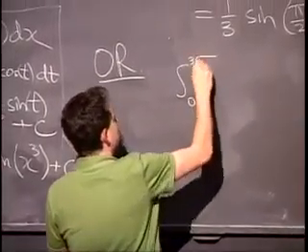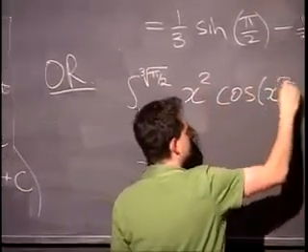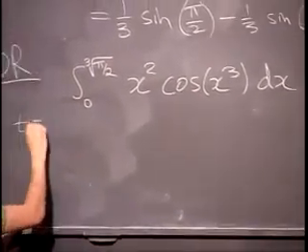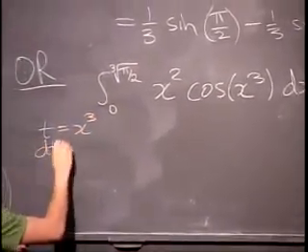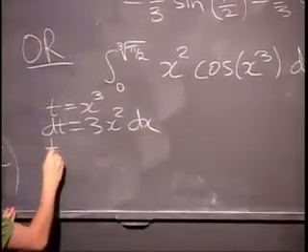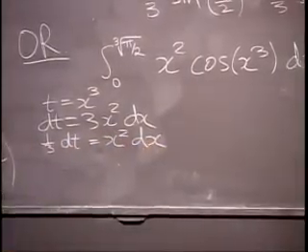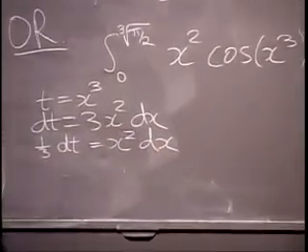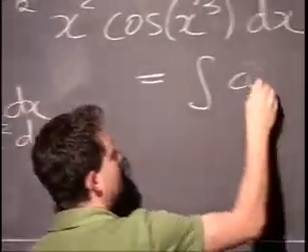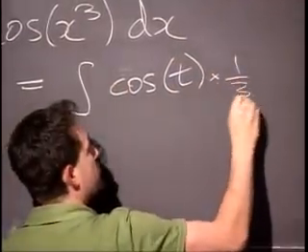We start off as before, and we set up our working. It's going to look like this. T equals x cubed, dt is 3x squared dx, and as we found, we wanted to divide by 3. So this is nothing new. So actually, if we switch the integral to t land, you get, again, just repeating myself, a cosine t times a third dt.